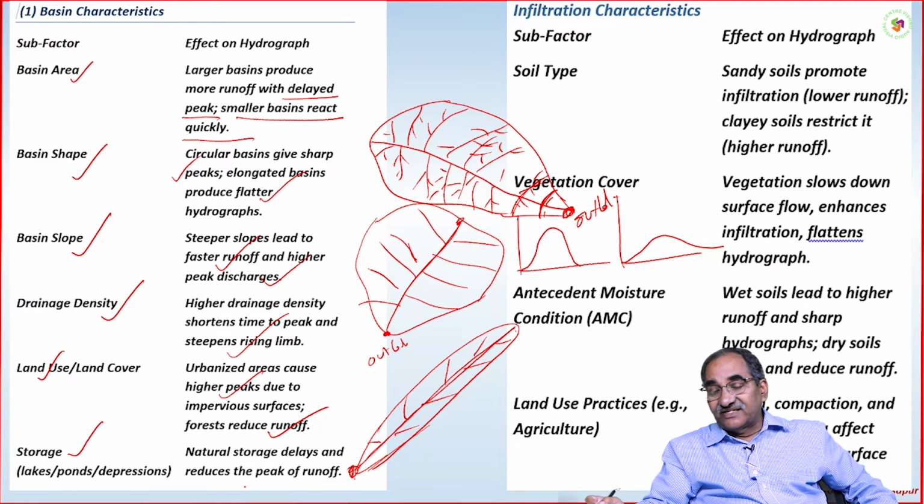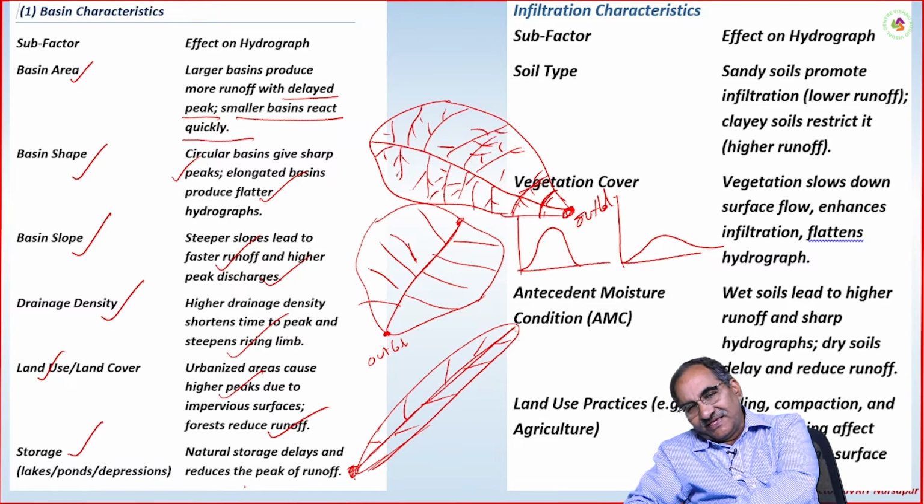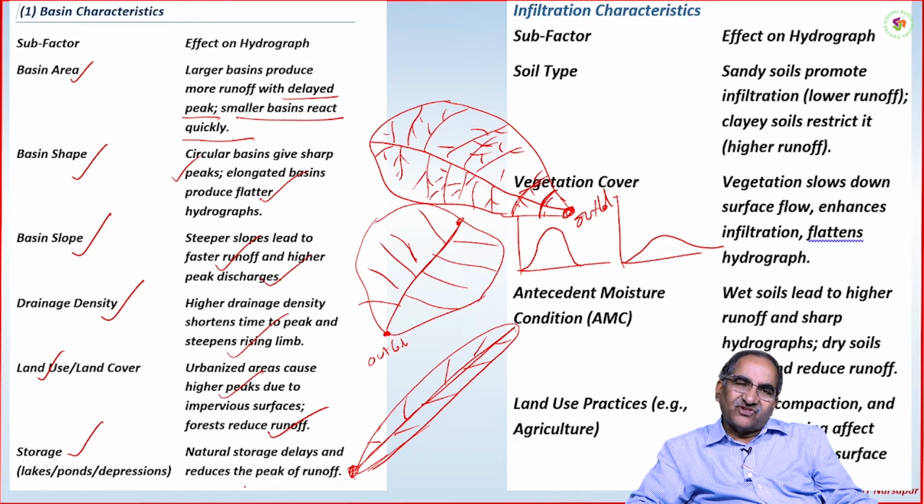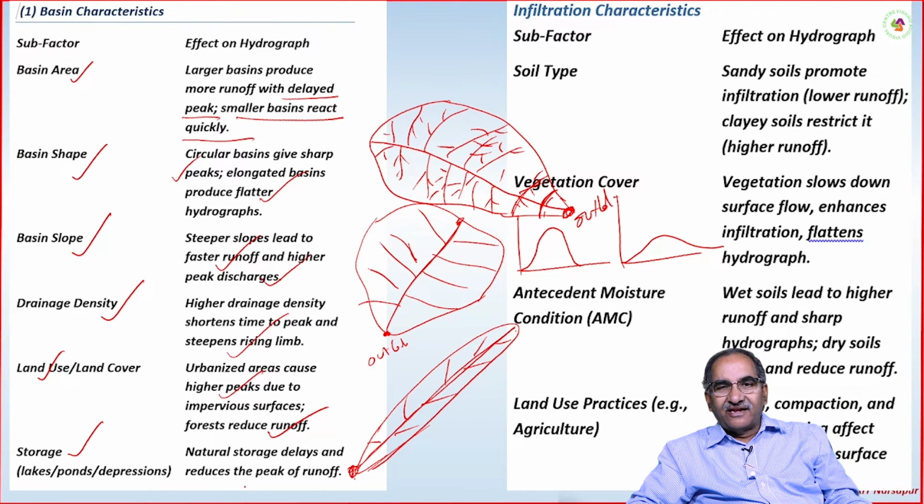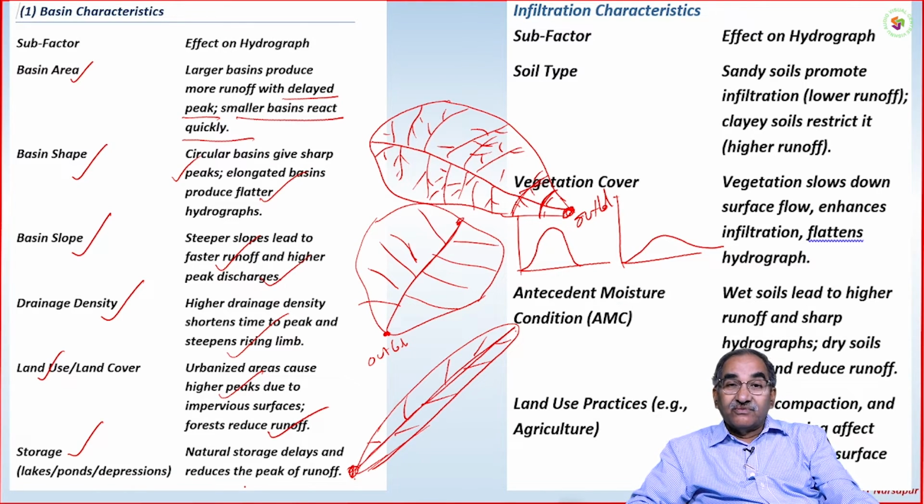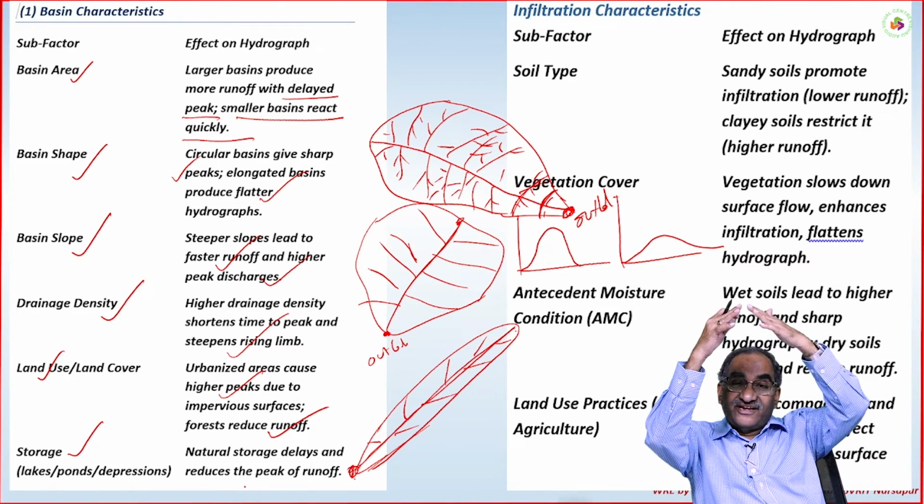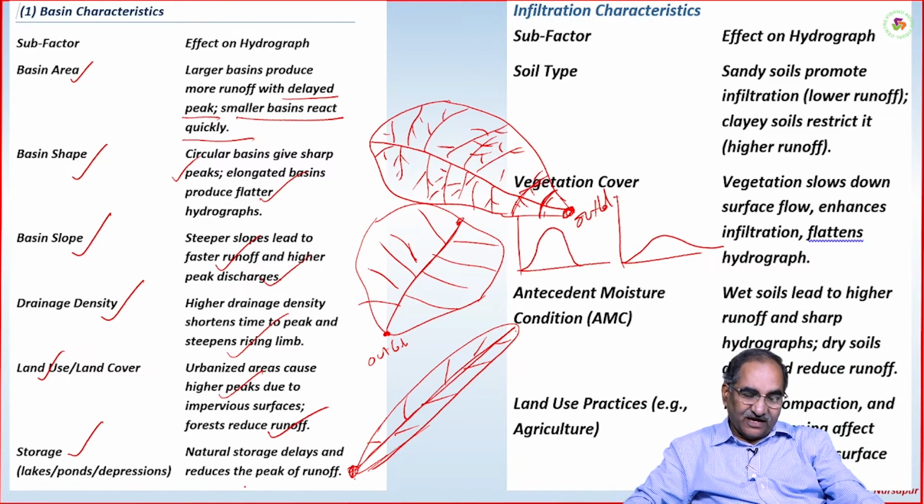And land use practices means for what purpose the land is being used. If it is for farming, where tilling is already done, naturally more infiltration and less runoff. Or if it is a barren land, naturally it is already compacted soil, so the runoff will be more. The more the runoff, the faster the rising limb reaches the peak. Otherwise it becomes a flat hydrograph.